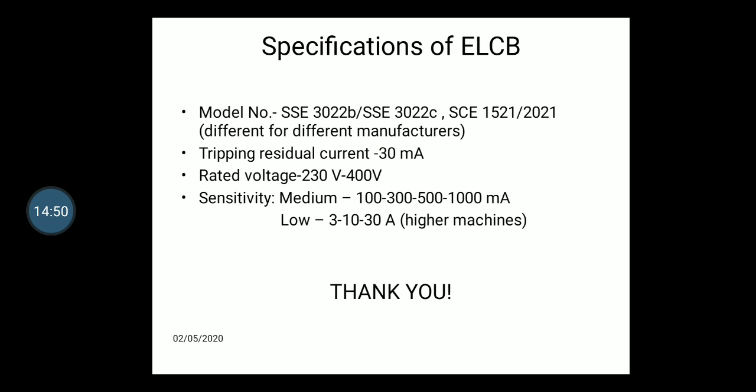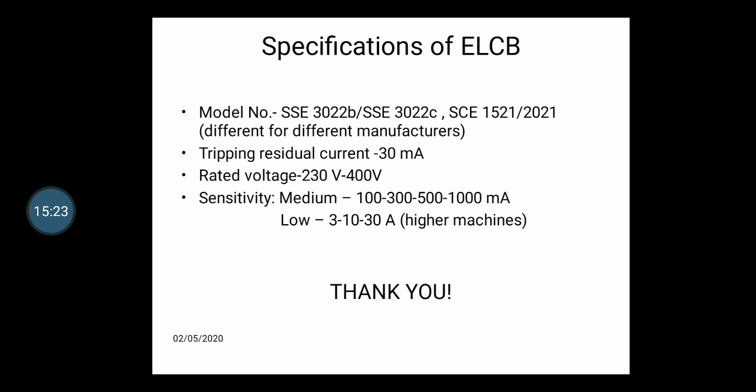Now specifications. There are many models of earth leakage circuit breaker or RCCB available in the market. The models are different for different manufacturers. Tripping residual current is generally 30 milliampere. Its rated voltage means you can use the RCCB for circuits whose voltage is between 230 volt and 400 volt.